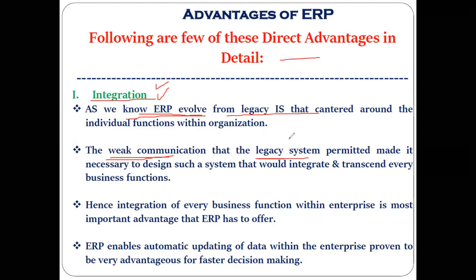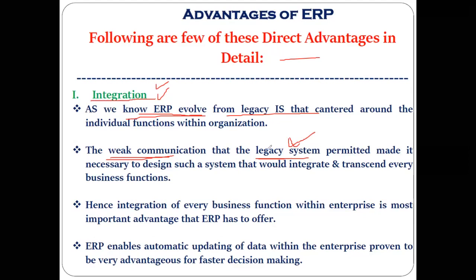Legacy system means old information system. Old means an information system in which there was no linking between the departments and the different business units. That kind of information system is referred to as a legacy system. So in the case of the legacy system or the old information system, weak communication was there.